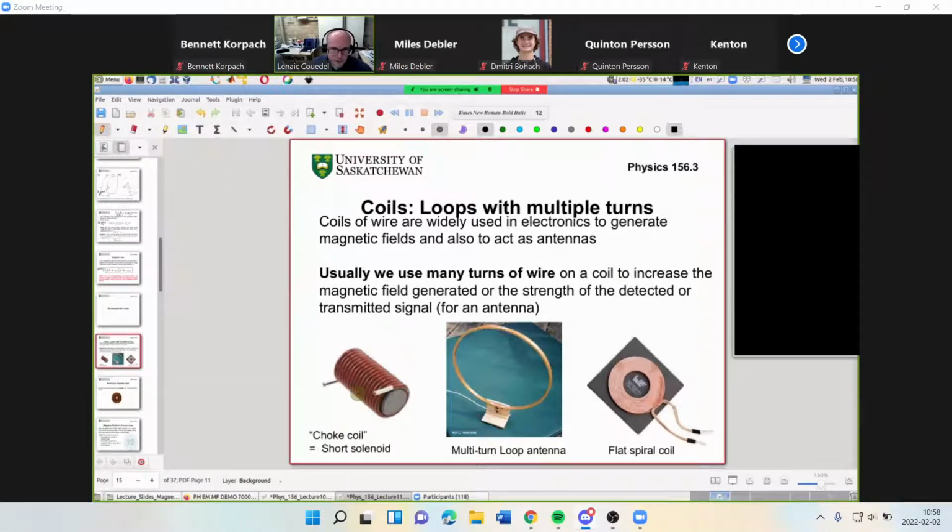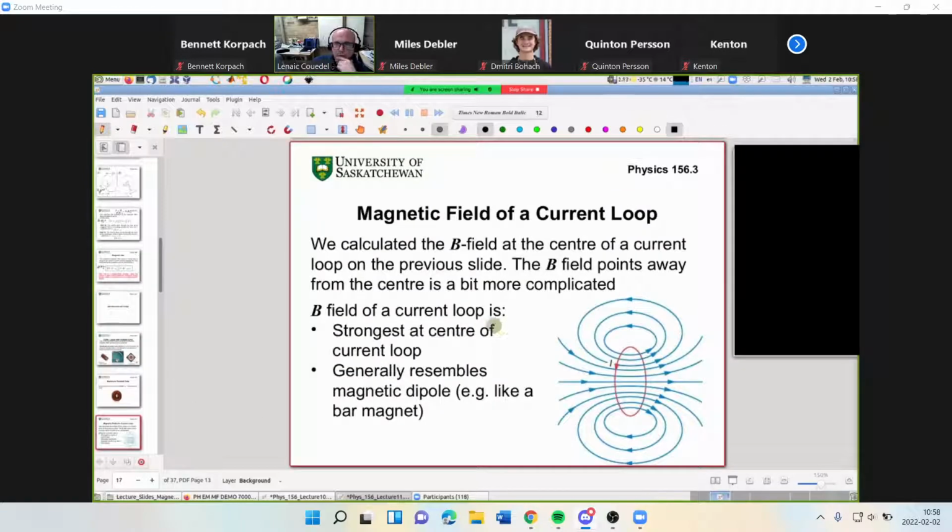As you can see, for example, if we take this one, it comprises a current loop, or here you have a current loop as well, and here you have current loops that are getting bigger and bigger. So the base principle is we have to start from the magnetic field created by a current loop. We have calculated the magnetic field at the center of a current loop on the previous slides, and the magnetic field pointing away from the center is slightly more complicated.